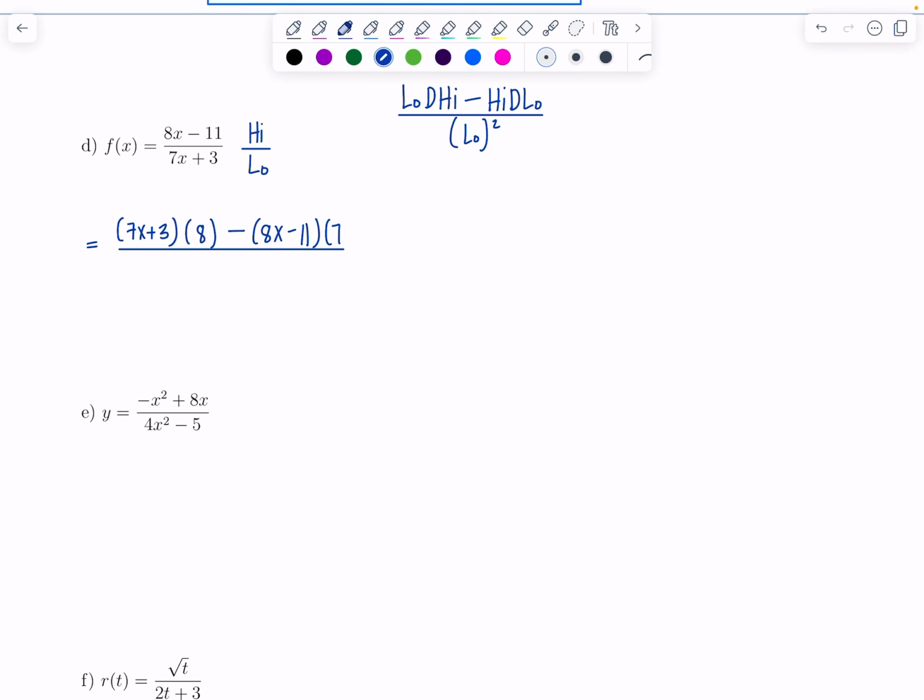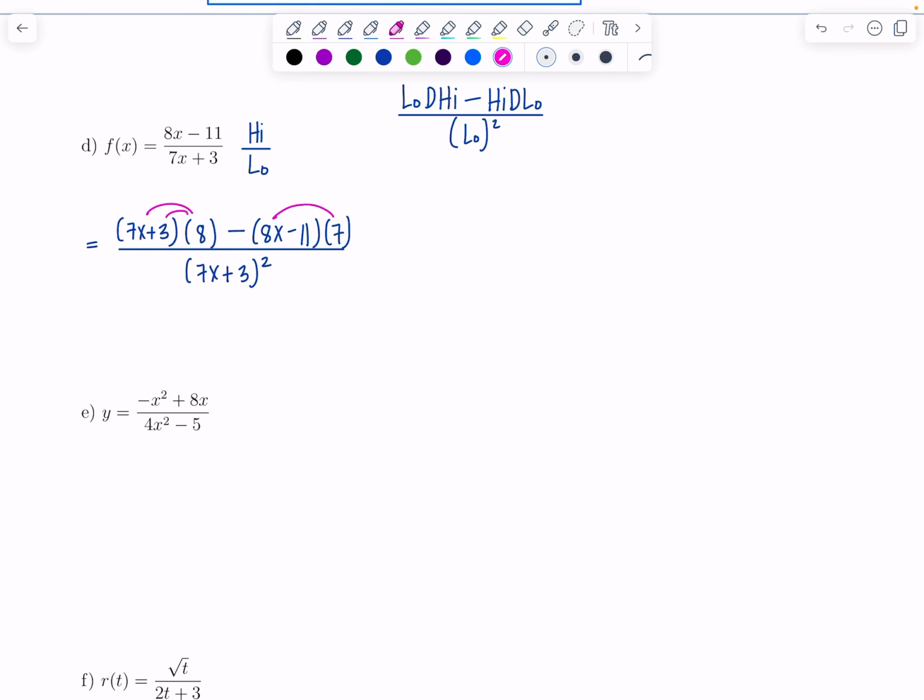Yes, 7, good. Over low, low. So square the denominator, just write 7x plus 3 squared. Don't actually sit there and multiply it all out. I've said this before, I'll say it again. 99% of the time in math, you don't want to actually multiply out or FOIL your denominator, okay? Just the numerators.